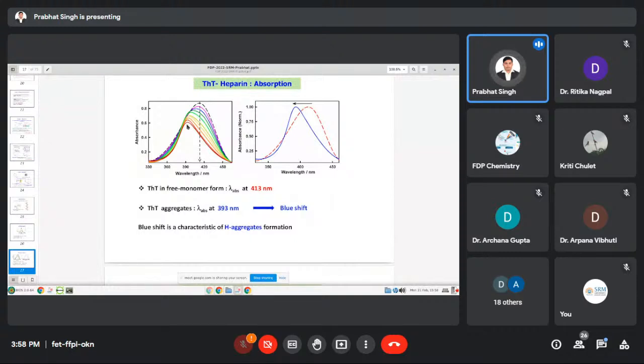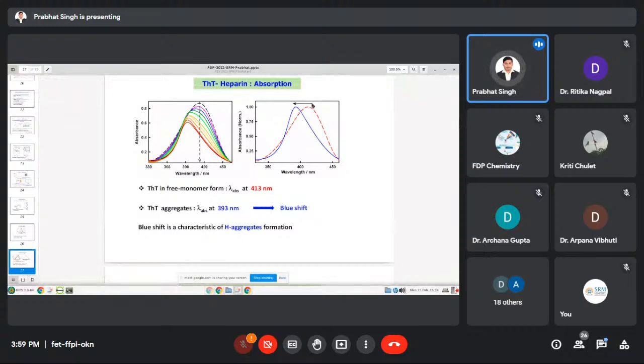So in the case of ThT and heparin, we see that there is a blue shift in the absorption spectra, and it basically boils down to somewhere around 393 nanometer. So again, maybe that is a more involved and dedicated discussion, but for the timing we can go ahead with some of the known terminology. When you are dealing with aggregates, either the molecule has a blue shift in the absorption or a red shift in the absorption.